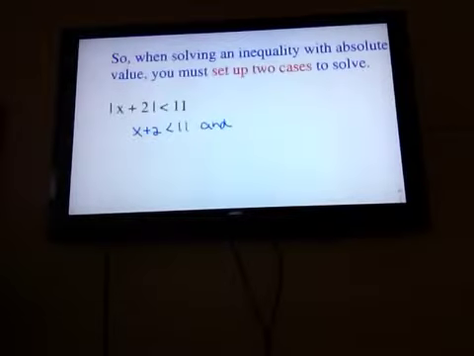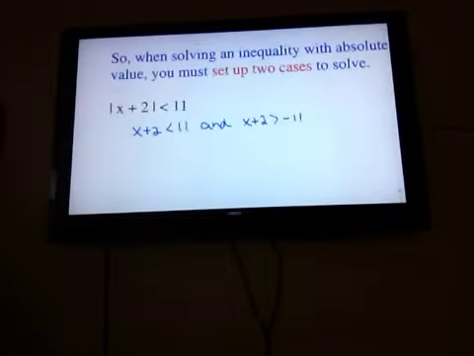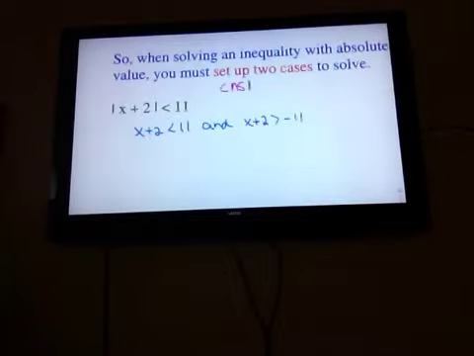Now, case 2 has 2 switches. The left side stays the same, but you switch the direction of the symbol and the sign of the number. Okay, so I'm going to write this up here. My styluses are not working well. They're not writing today. Case 2 has 2 switches: the direction of the symbol and the sign of the number.